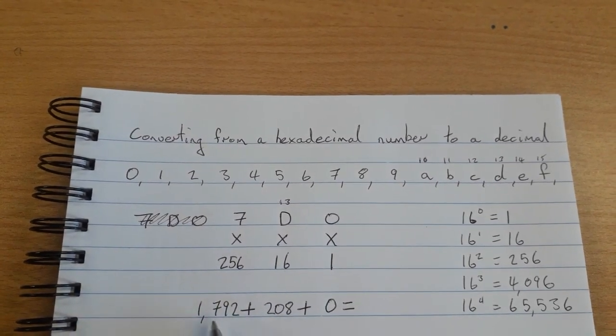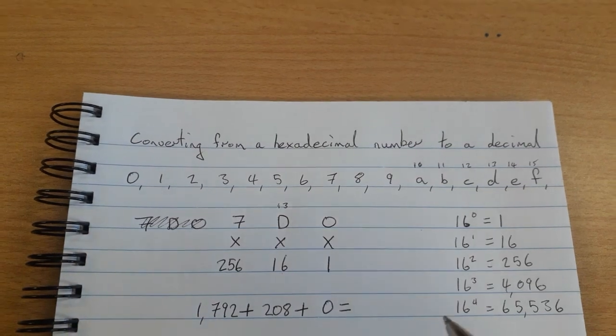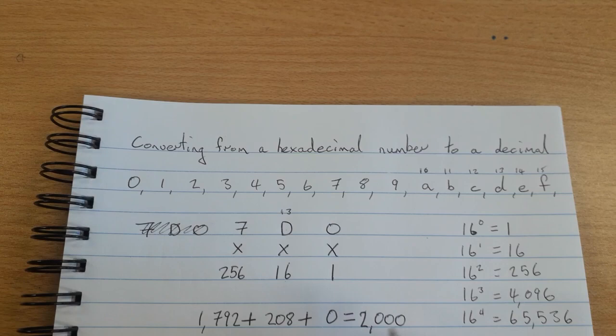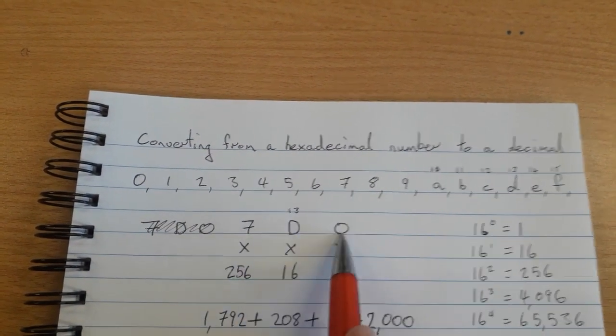So adding those together, 0 plus 208 is 208. 208 plus this is 2000 even. So the decimal number 2000 is the same as the hexadecimal number 7D0.